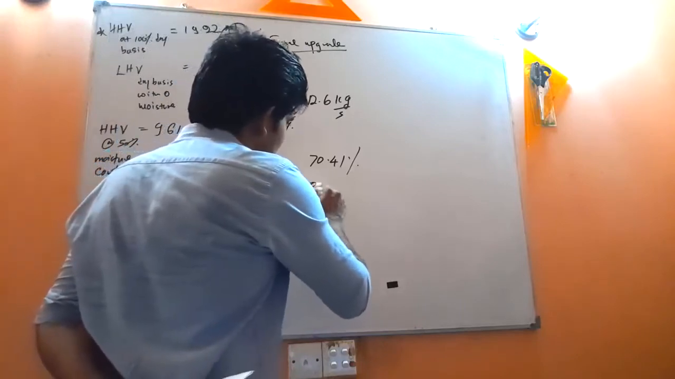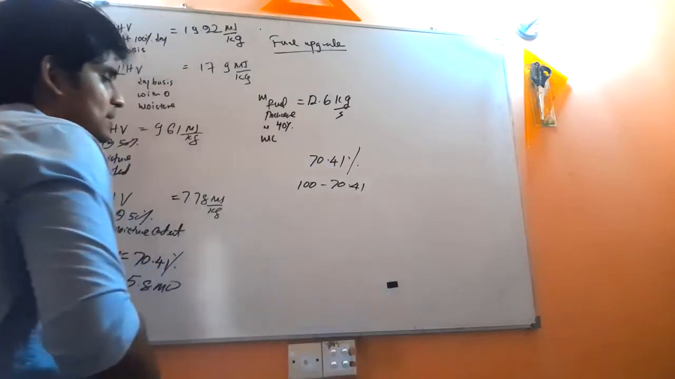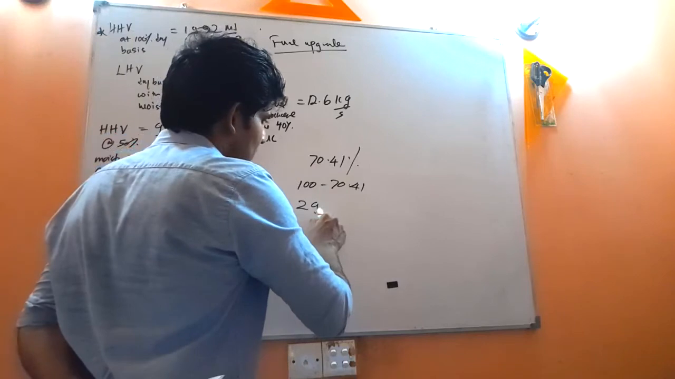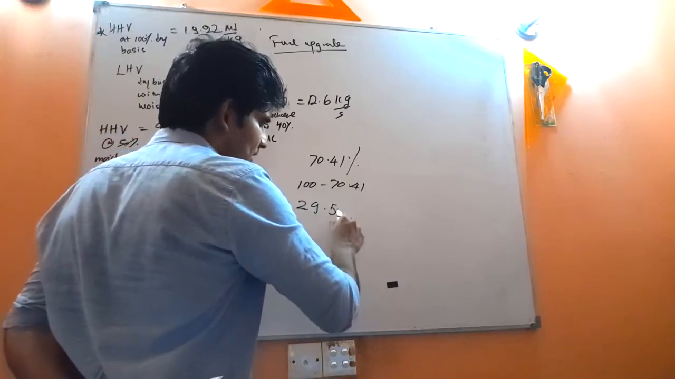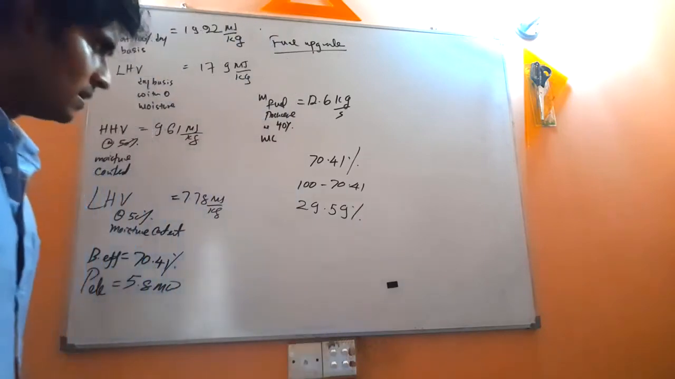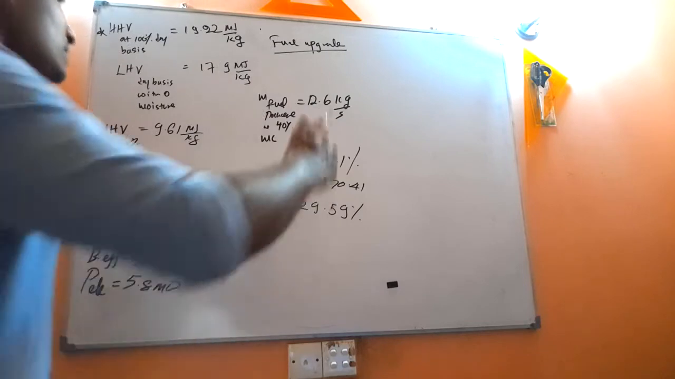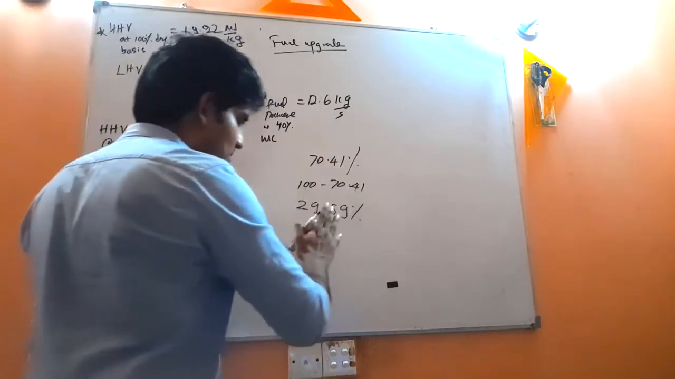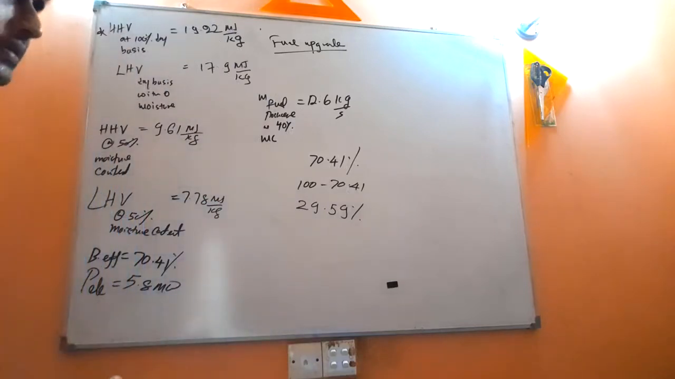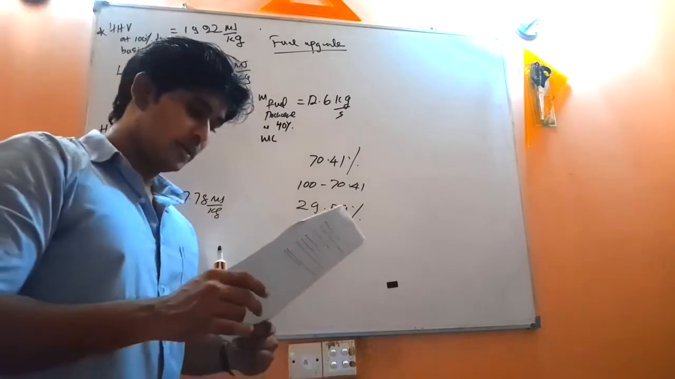100 minus 70.41. So that means it is 29.59% of losses initially, right? Okay, because the boiler efficiency is this much, so the losses would be 100 minus that. So now they say after the fuel upgrade, the losses are reduced by 22%, right?